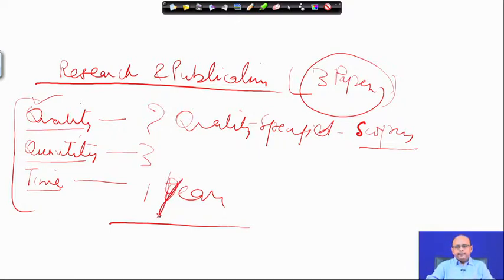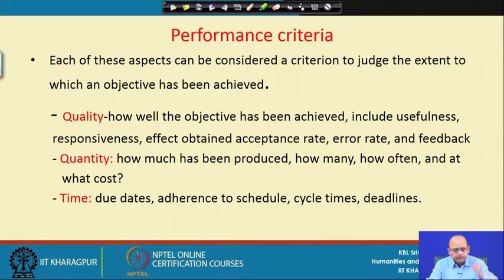So, we are talking about 3 things: quality, quantity and time. So, for each and every objective you need to decide the performance standards, which have 3 dimensions: quality, quantity and time, and the performance is measured against this only, right. So, quality, how well the objectives have been achieved. Quantity, how much has been achieved, how much has been produced, how many, how often, at what costs. So, make sure that it is cost effective, and time, due dates: whether you have adhered to schedules, cycle times, deadlines, are they met or not.